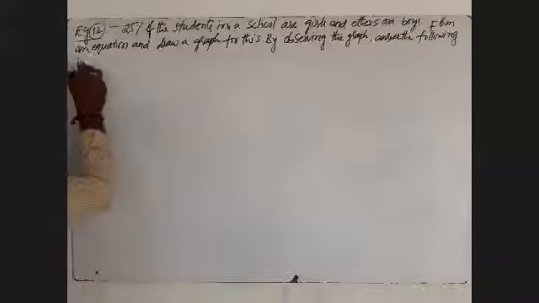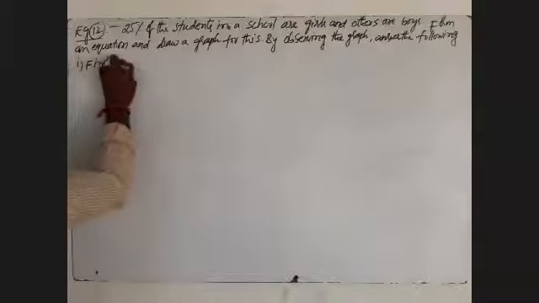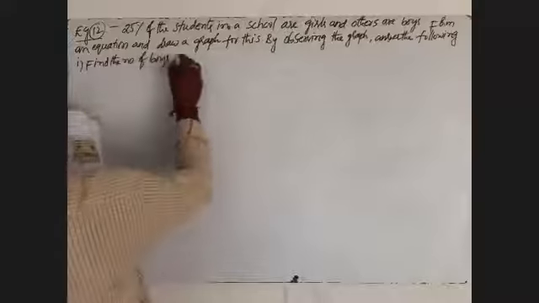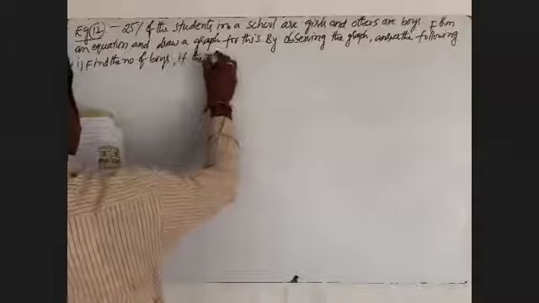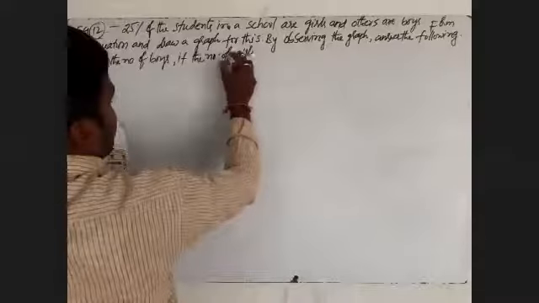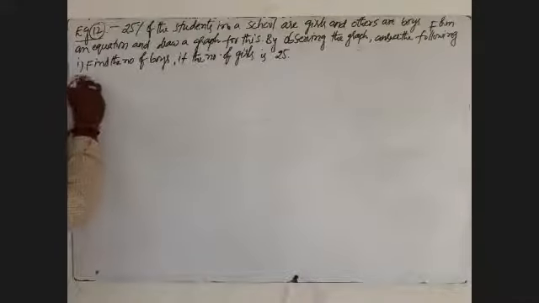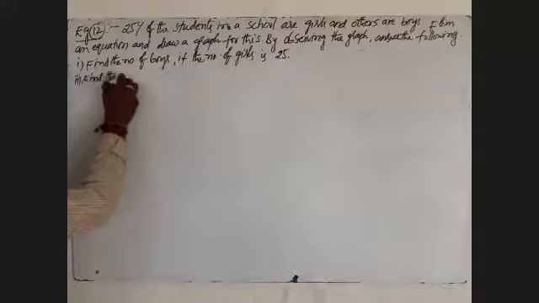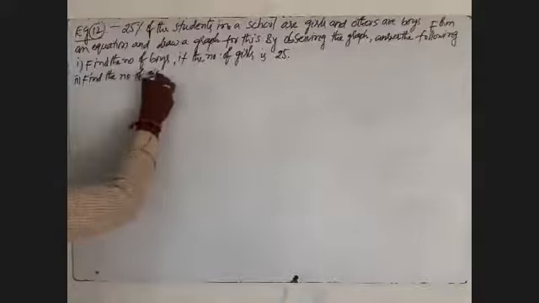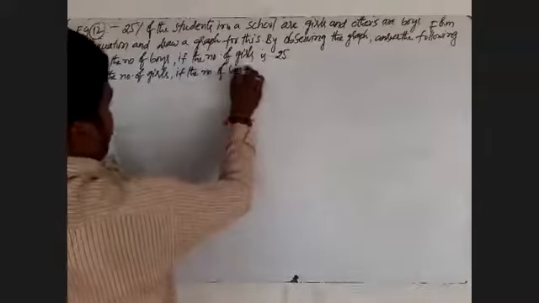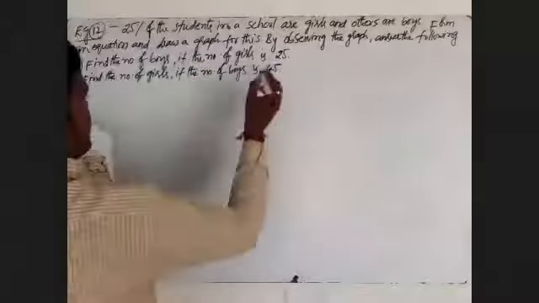The first one is, find the number of boys if the number of girls is 25. After now I am going to the second one, that is, find the number of girls if the number of boys is 45.